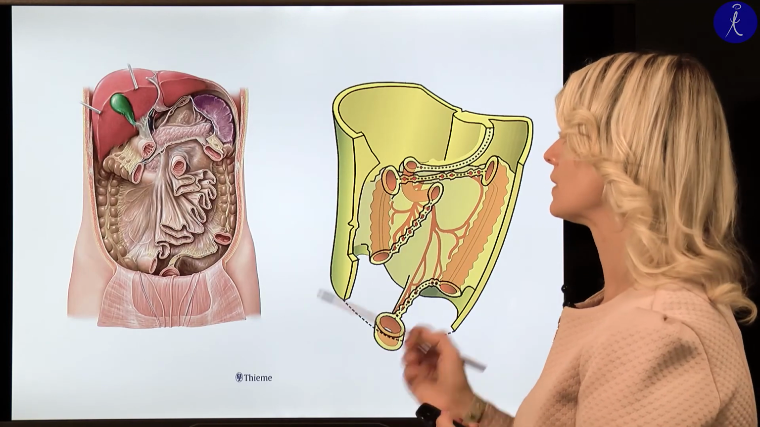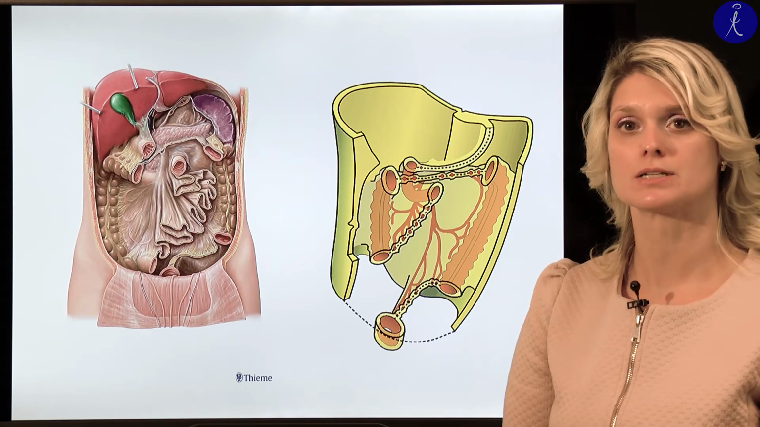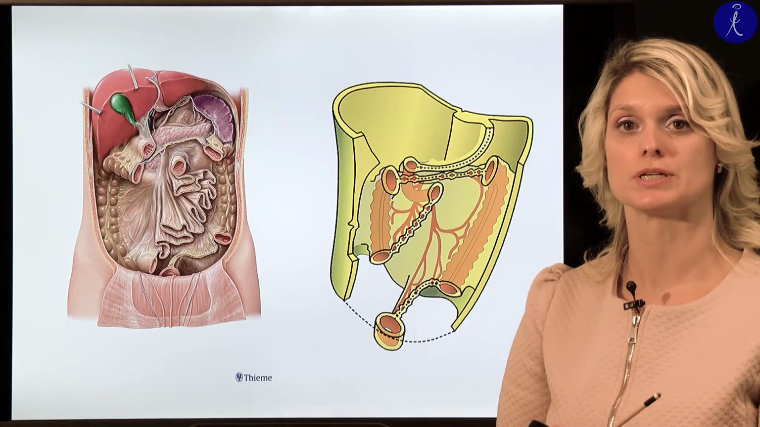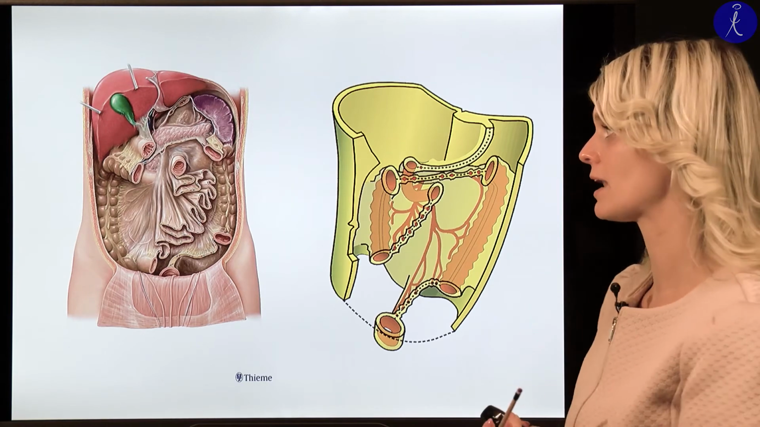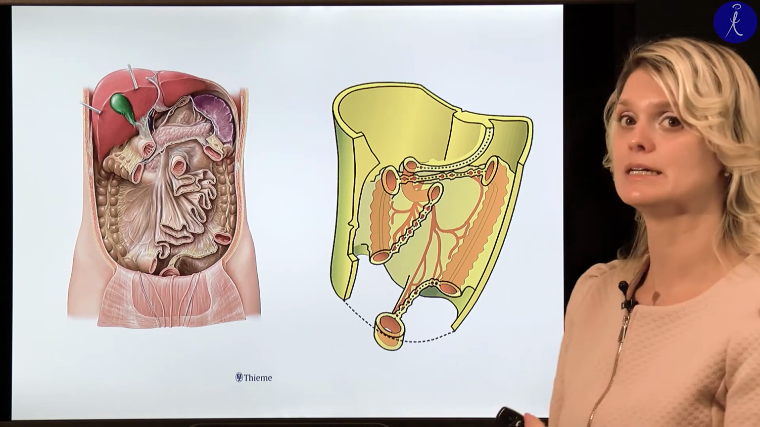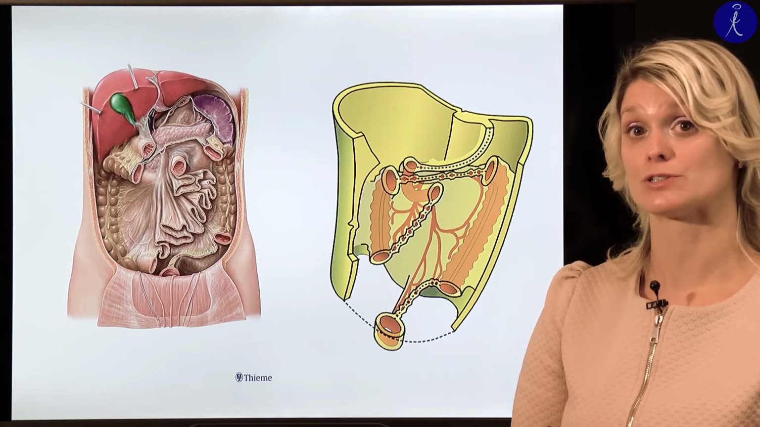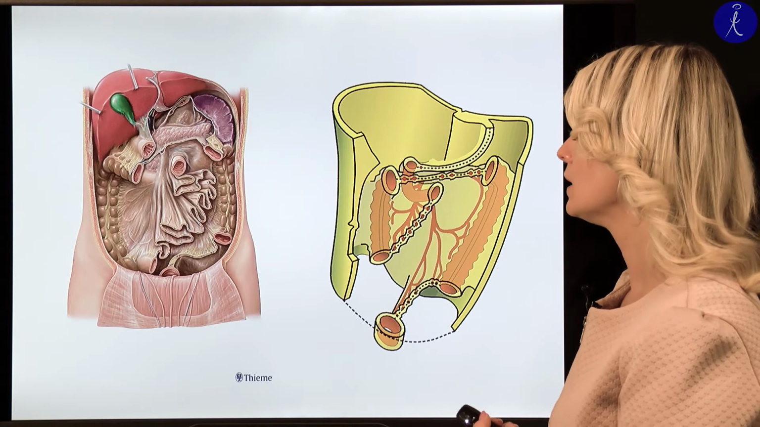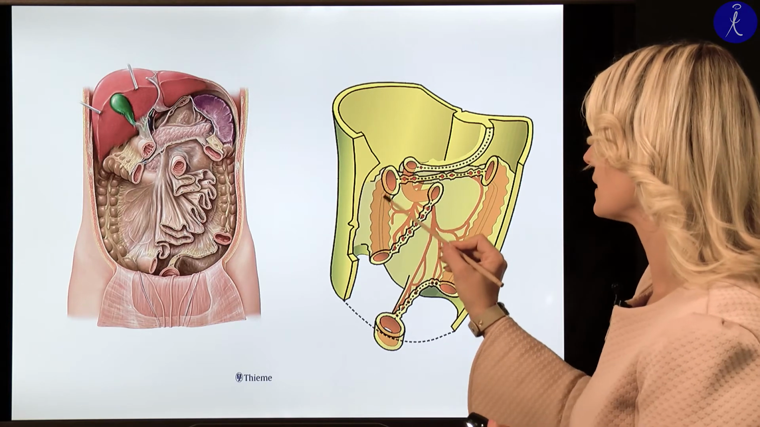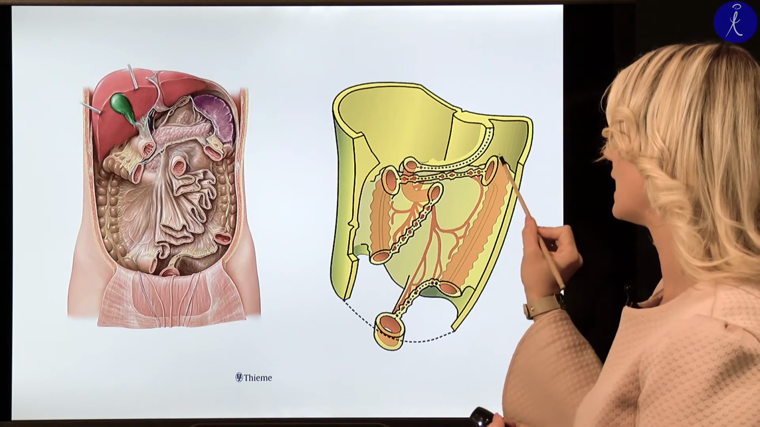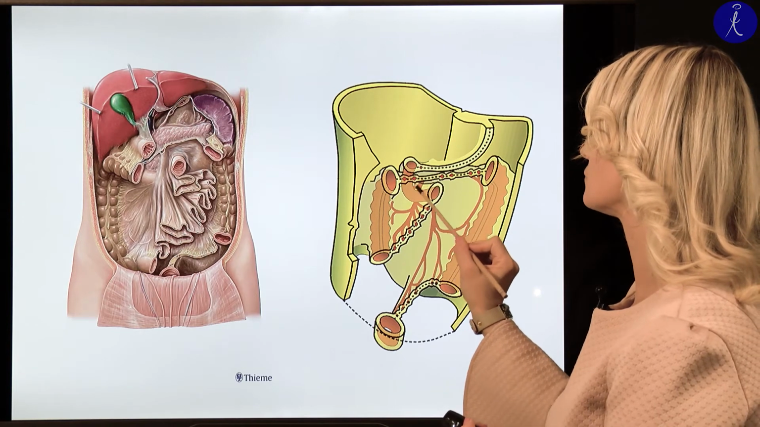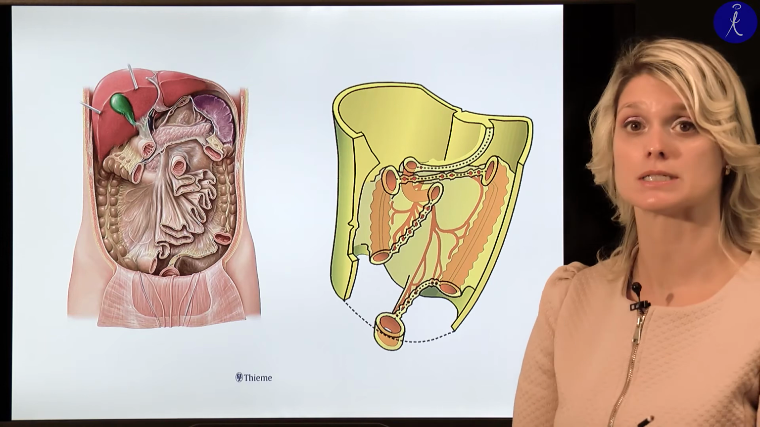In this picture, you can see very well those parts of the GI tract which will attach to the posterior body wall during the development, and they will be in the retroperitoneum. They will have retroperitoneal position. What are those? Here you can see the ascending colon and the descending colon, and of course the main part of the duodenum and the pancreas.